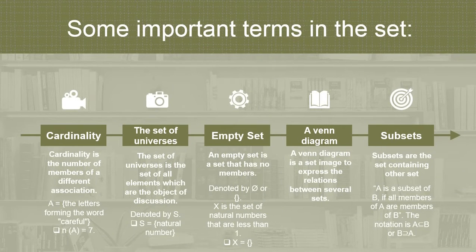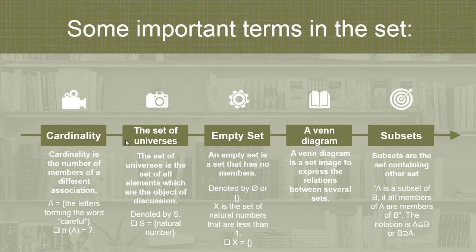There are some important terms in sets. 1. Cardinality. Cardinality is the number of distinct members of a set. To express the number of different members in a set, we use the notation n. An example is to determine the number of members of the set A equals the letters forming the word careful. This means that you answer in the way n(A) equals 7.